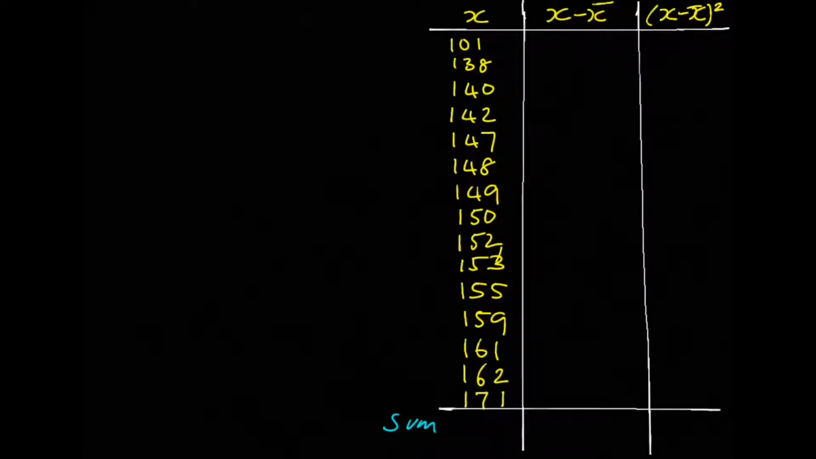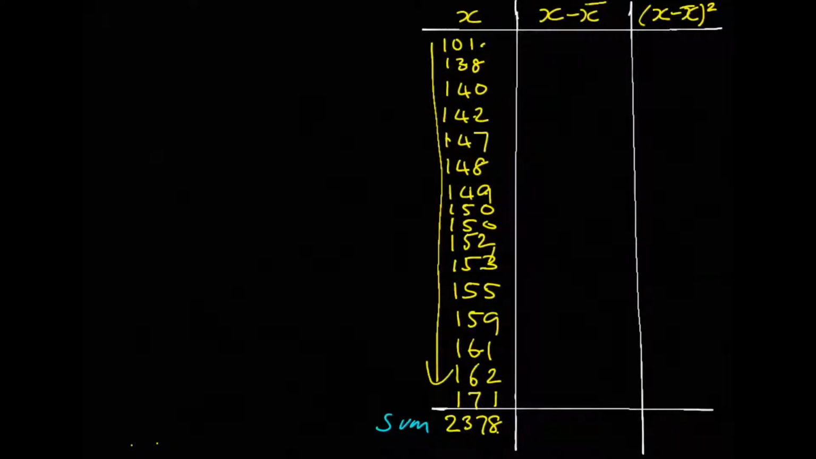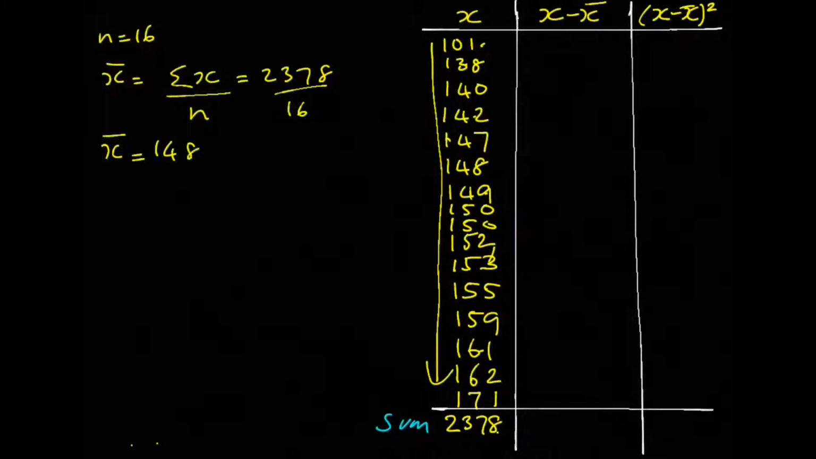So the first thing we do for the mean is we add up all these values, and that adds up to 2,378. Now we work out the number of samples, so let's just add up how many numbers there are, and we get 16, so n equals 16, so 16 packets were counted. And the mean x bar is equal to the sum of x divided by n, the number of samples. So that equals 2,378 divided by 16. And so x bar is equal to 148.625 average Smarties per packet.